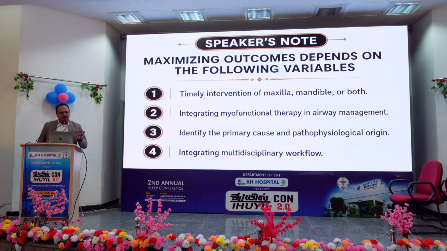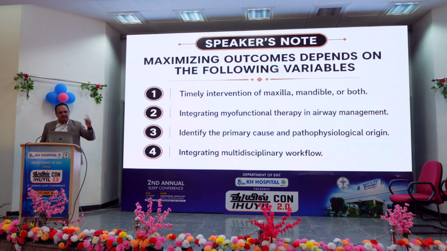So at the end of the lecture, I would like to say that the take-home message is that maximizing the outcome in pediatric OSA lies in 4 variables. Timely intervention of the maxilla, mandible or both, integrating myofunctional therapy in airway management, identifying the primary cause of the problem, where the problem starts from, whether it's anatomy or it's a habit or it's obstruction.